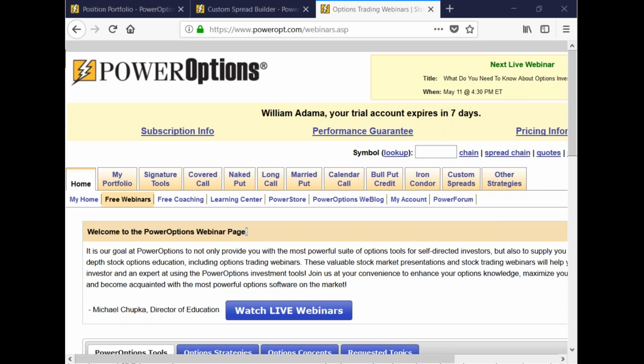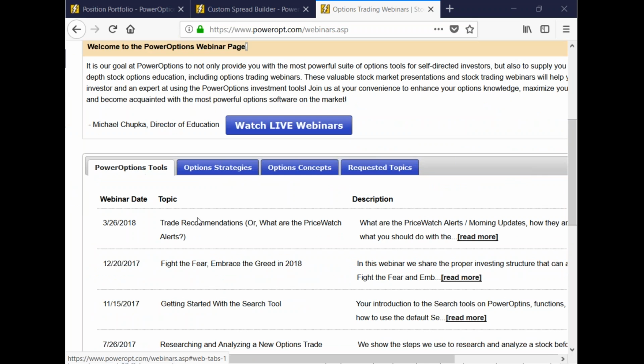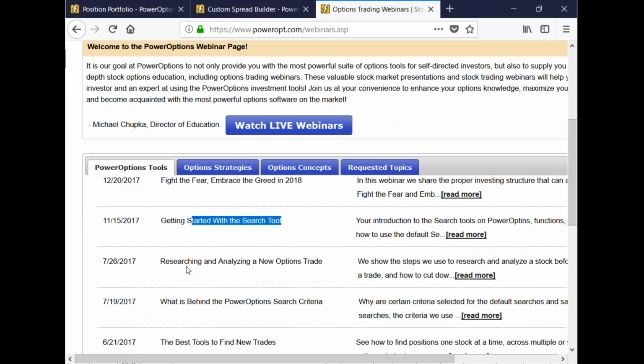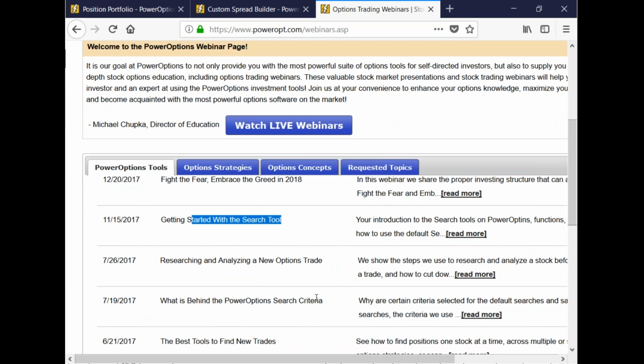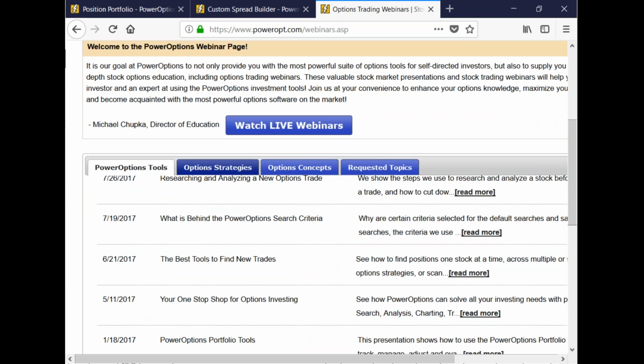Okay, so this is a public page. Why am I here? There are various categories. PowerOptions tools to help you get familiar with getting started with the search tool, the tools we use to research and analyze a new trade, what is behind our search criteria, and so forth.